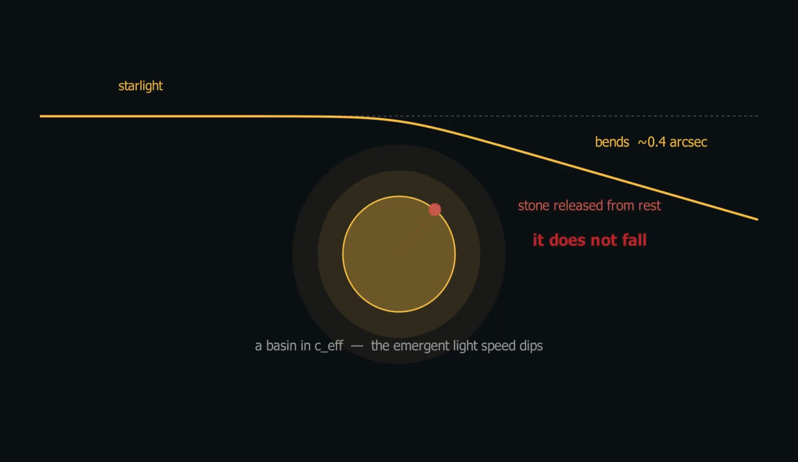Nothing happens. The stone hangs where you left it. Nothing falls, nothing orbits, and a clock at the center of the basin keeps perfect step with a clock at infinity. That is the case file for this chapter. The same geometry that bends the light will not so much as tug a pebble. Under Newtonian intuition, those two facts cannot both be true.